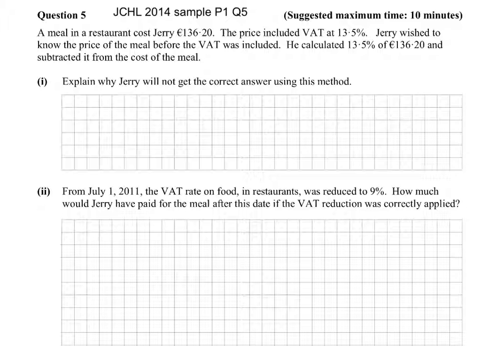He works out 13.5% of the final bill and takes it away. And the first thing it asks you is why what he has done is not correct. So they're telling you it's not correct, you just have to work out why it's not correct.